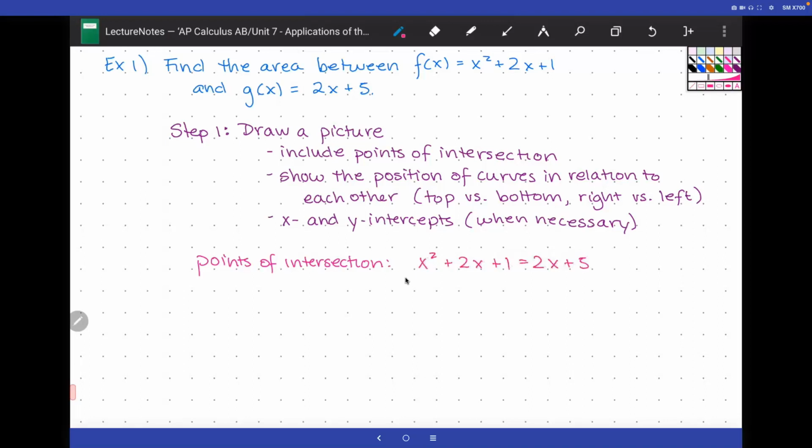And then you just solve. We can subtract the 2x from both sides of this equation. Subtract 1. So I think I heard somebody say x equals 2. Yeah, don't forget the plus or minus. We got 2 points of intersection.